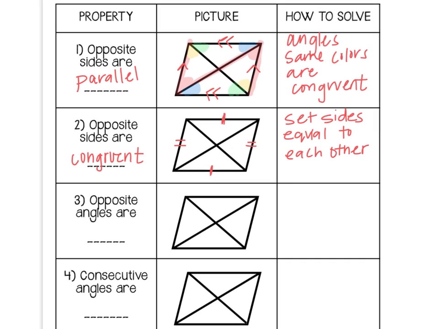Also in a parallelogram, opposite angles are congruent as well. So this whole angle that I'm going to mark in red is congruent to this whole angle I'm going to mark in red. This whole angle in blue is equal to this whole angle in blue. So to solve problems like this, we would set opposite angles equal to each other.